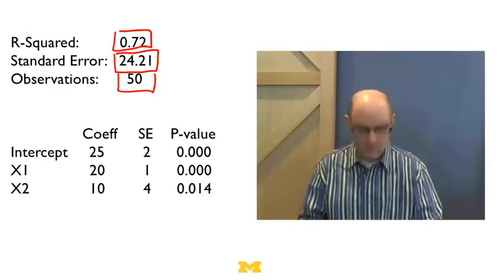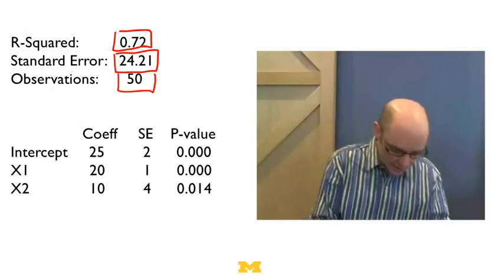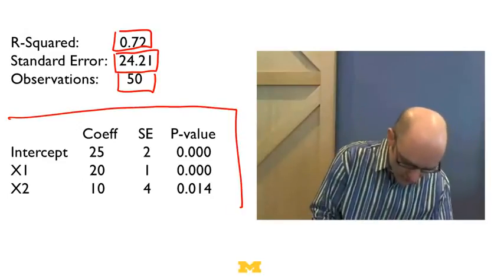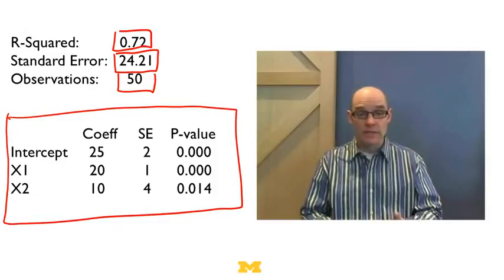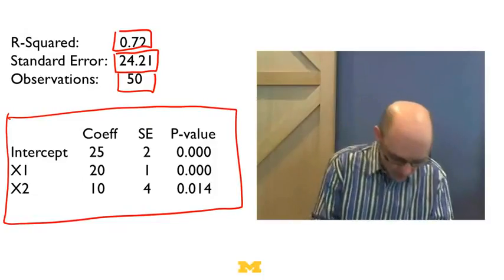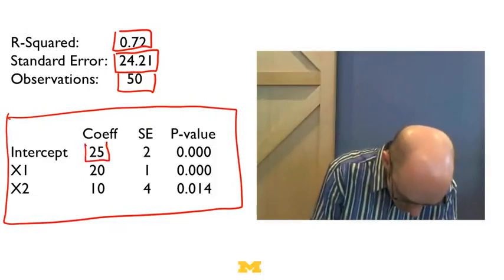So, not a bad model. All right, now when you look down at this whole part down here, this is telling us something about what our linear regression model is saying about the coefficients and the intercept. The first thing we notice, this 25 here, is the intercept.